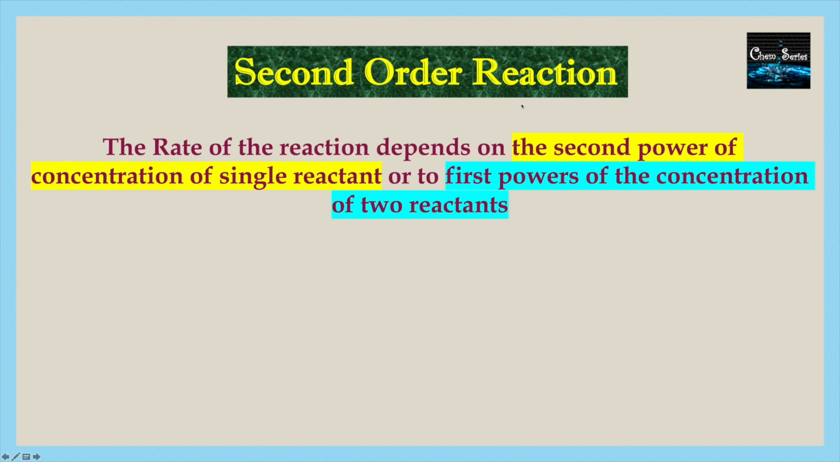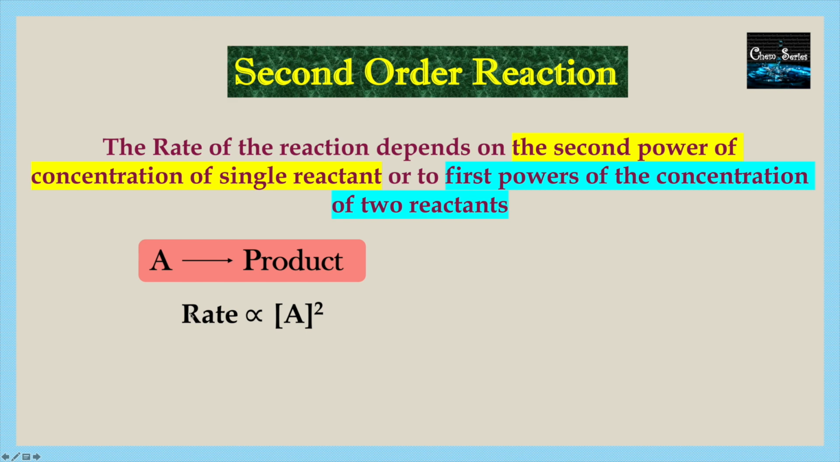In a second order reaction, the rate of the reaction depends on the second power of the concentration of a single reactant, or on the first powers of the concentrations of two reactants. That is, take this reaction for instance, A gives product.